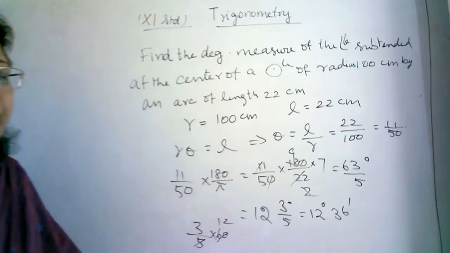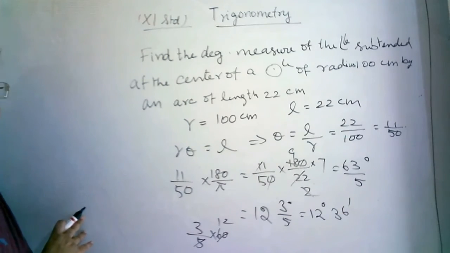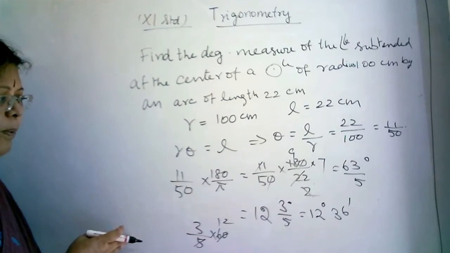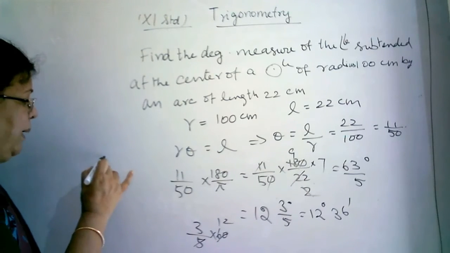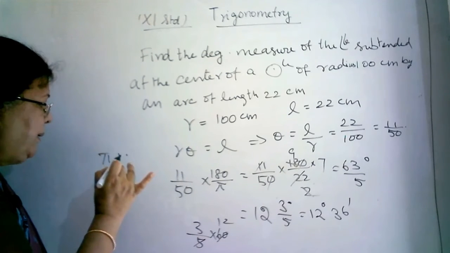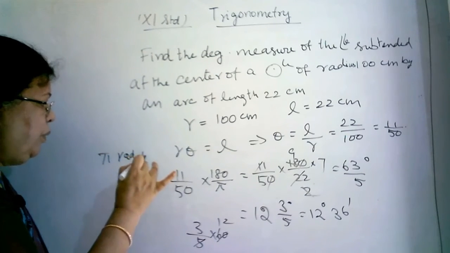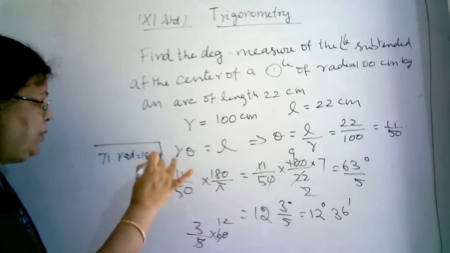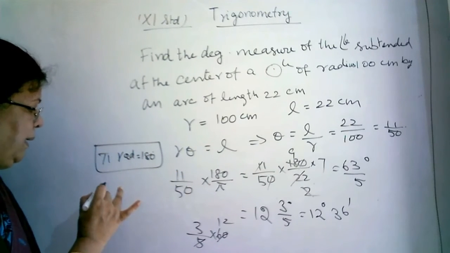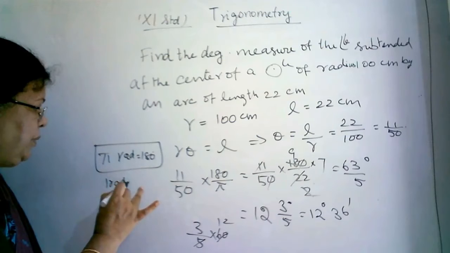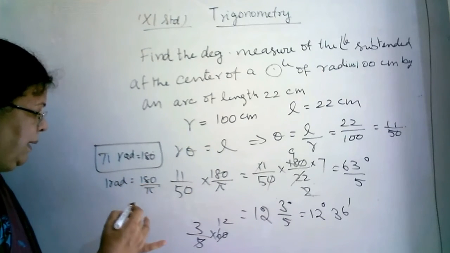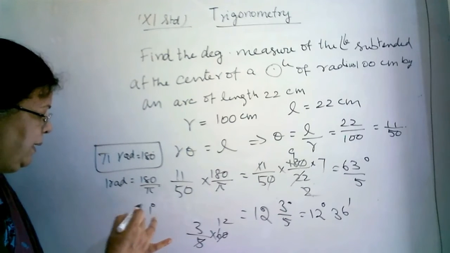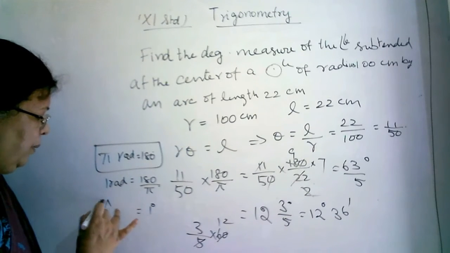So in the first problem you got the answer in radians. In this problem you are getting the answer in degrees. So you should remember the formula: pi radian is equal to 180 degree. Say 1 radian is equal to 180 by pi. Similarly, 1 degree is equal to pi by 180.